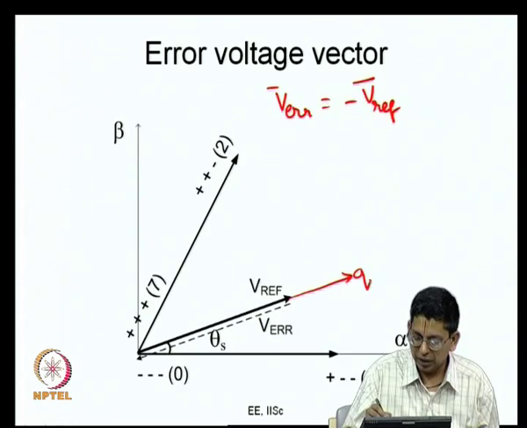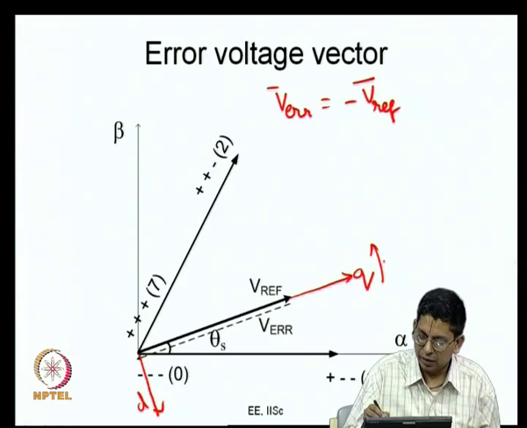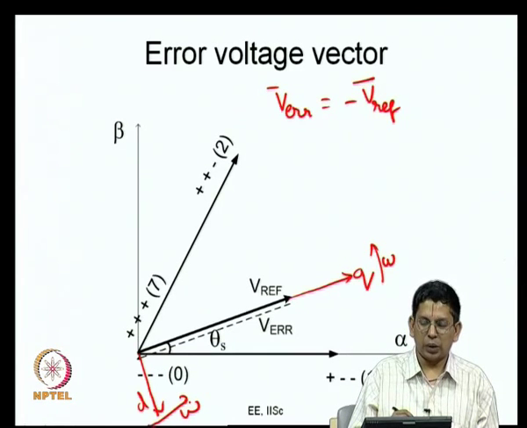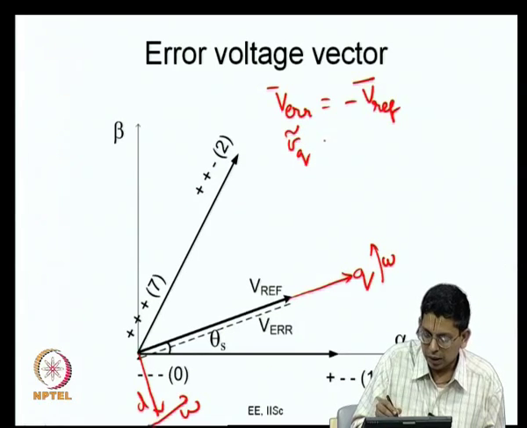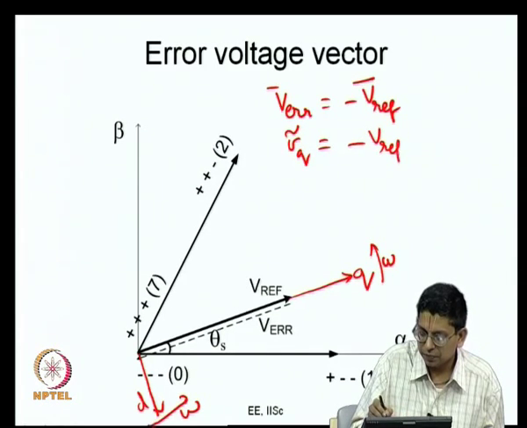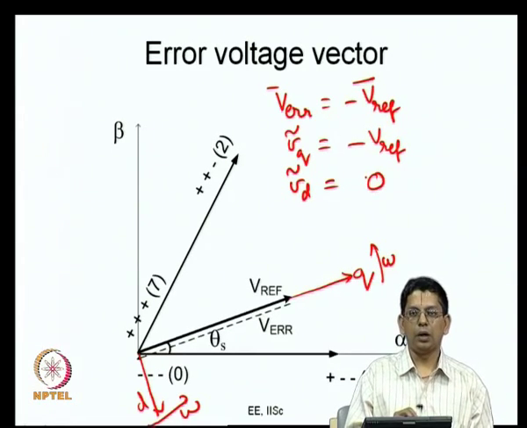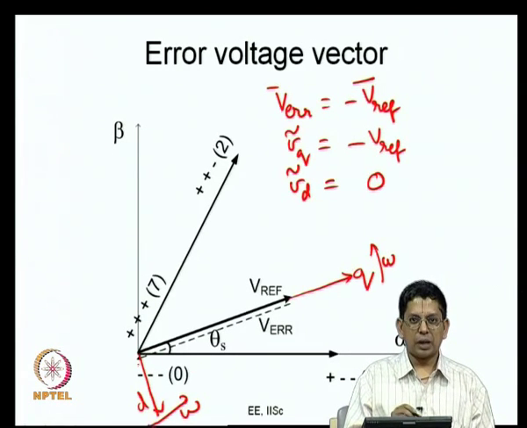What we can do is do the analysis in the D and Q axes instead of the alpha beta axes. This is D and this is Q, both revolving at the fundamental frequency omega. Now, there is an error voltage vector. This error voltage vector can be resolved along the Q and D axes. Obviously, you can see that the error voltage vector is entirely aligned along the Q axis. So, you can say VQ tilde is equal to minus VREF and VD tilde is equal to 0. These are the components of the error voltage vector when the 0 vector is the applied vector.